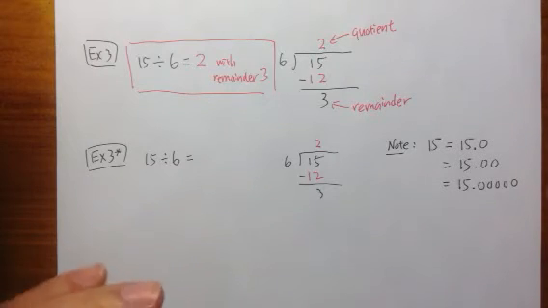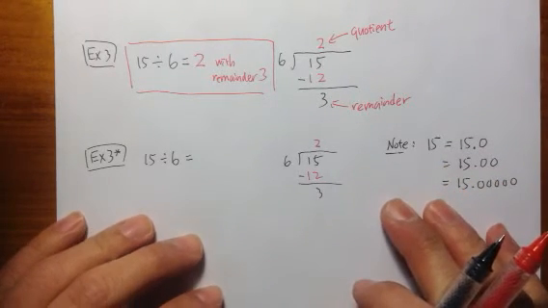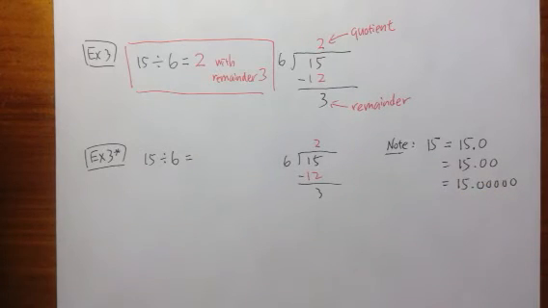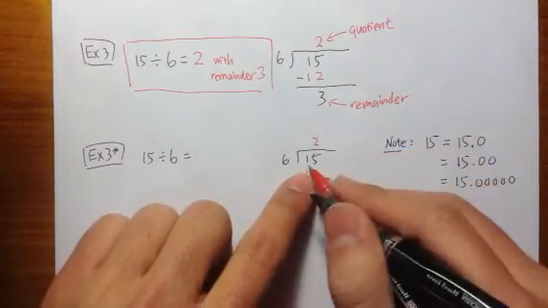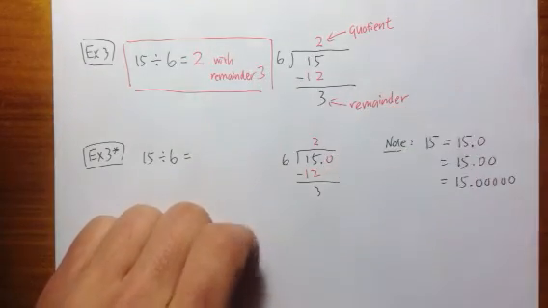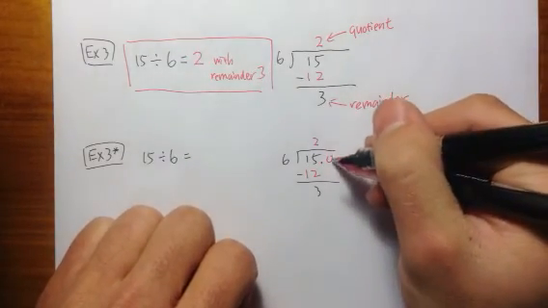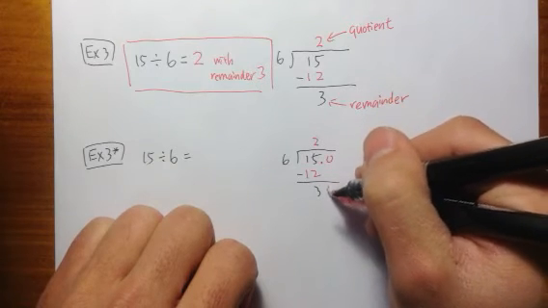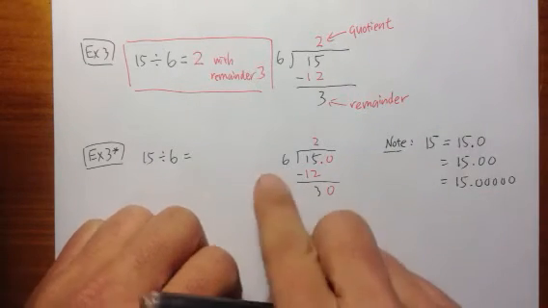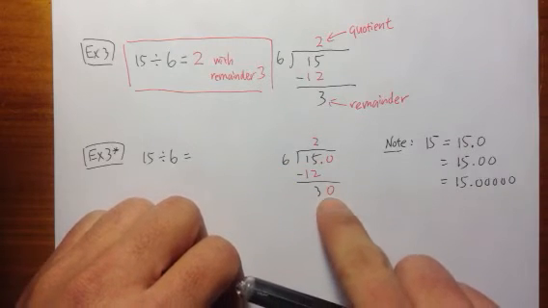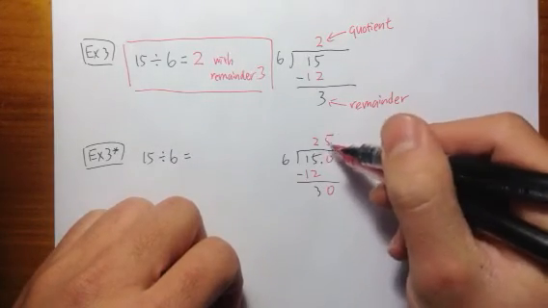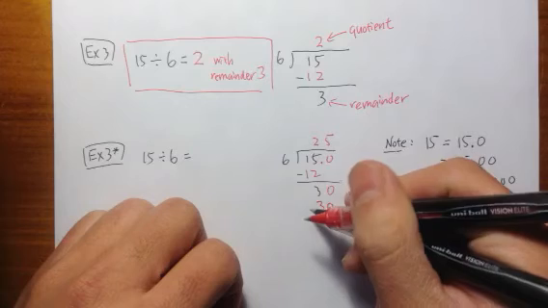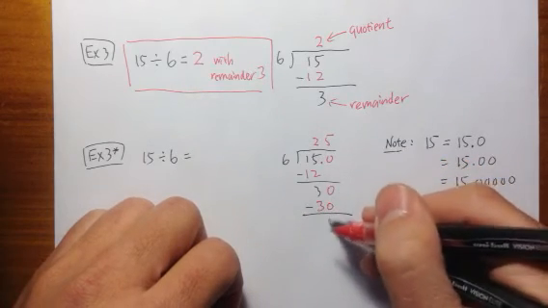Okay, and as you can see, this is the beginning of learning decimal calculations, the beginning of the case where we are going to encounter decimal numbers. So I want to continue with this. I'm going to write 15 as 15.0. That way, this will allow me to bring down the 0 here. So I have 6 and 30. 6 goes into 30 5 times. 5 times 6, we get 30. And again, you subtract. 30 minus 30, you get 0.